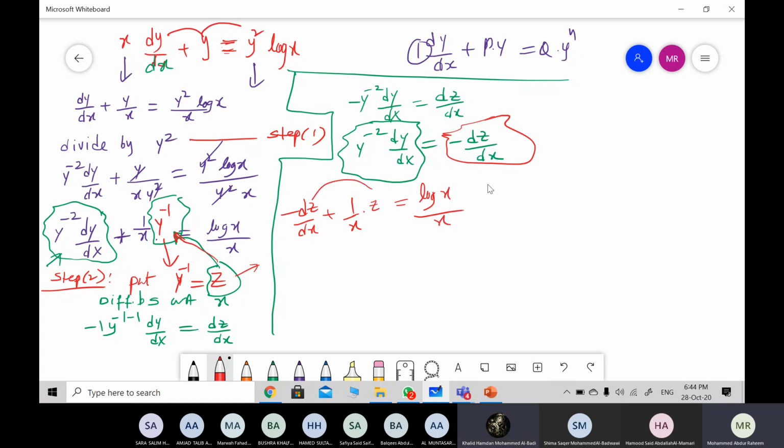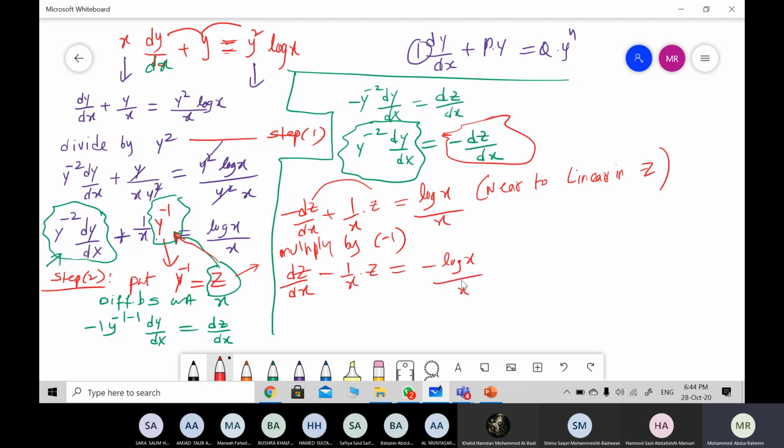This is linear in z, near to linear in z, but the problem is with the minus. We should not have minus 1 as the coefficient, so multiply by minus 1 all terms. This is minus, this is also minus. Clear?